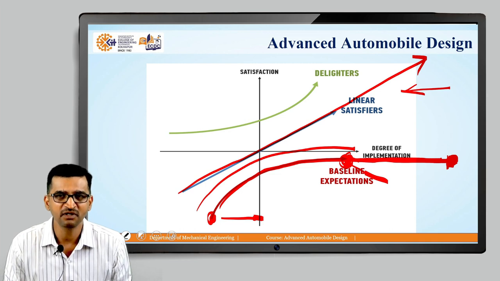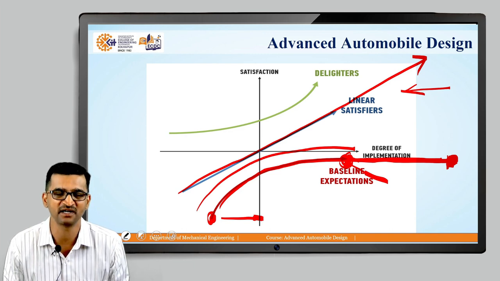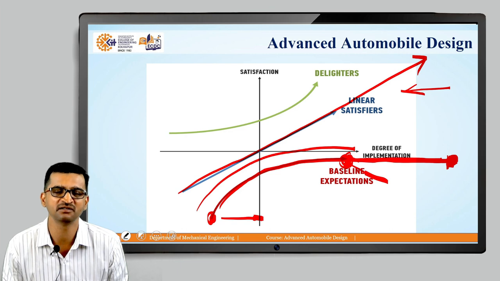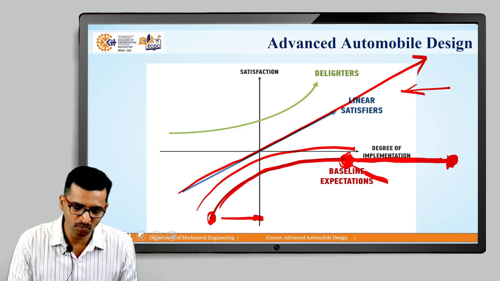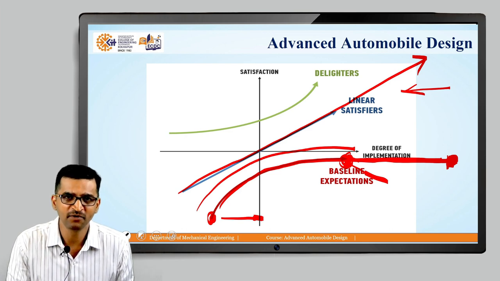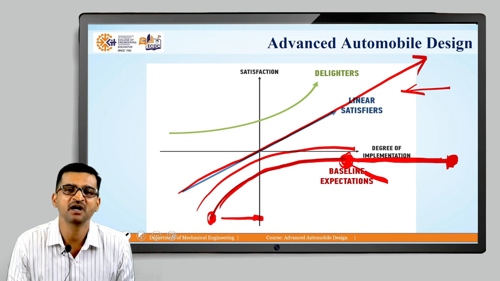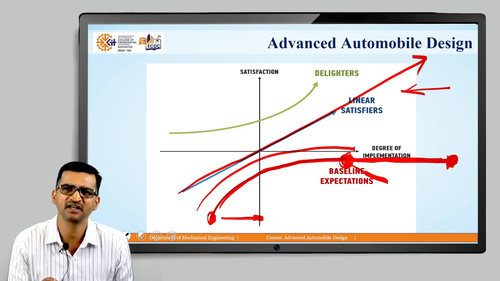Now my question to you: pause this video and tell me a few more examples of linear satisfier. That is your task right now. You can search for it. One example I told was fuel efficiency, another example was resolution of cameras and so on. There are hundreds of examples in day-to-day products, so just do that activity. Okay, I'll continue. The more you implement, the happier people will be and they are ready to pay some extra amount. Now how much extra they are ready to pay, you take that into account and implement this particular feature.